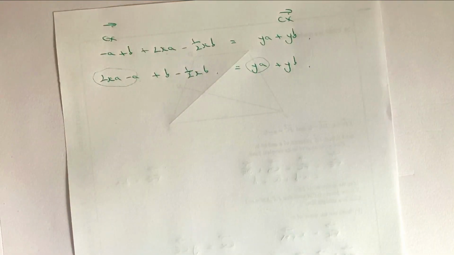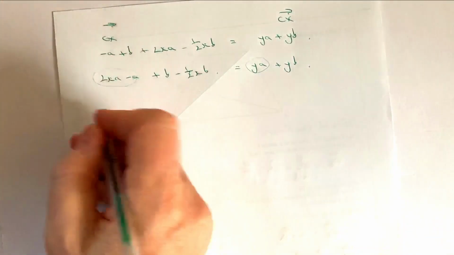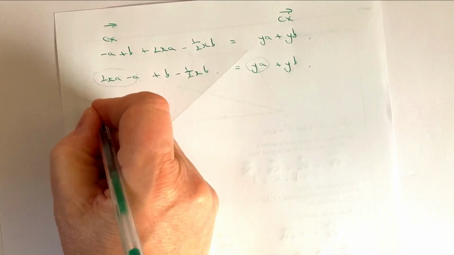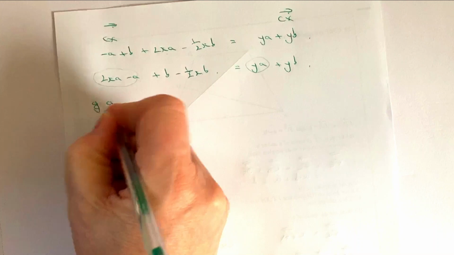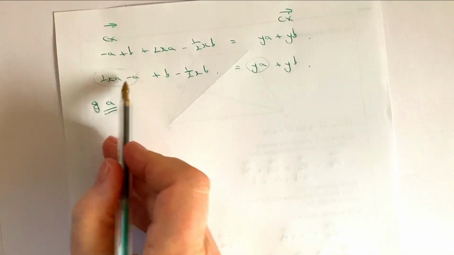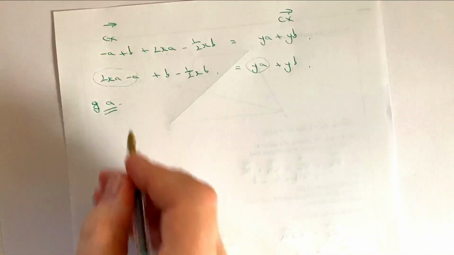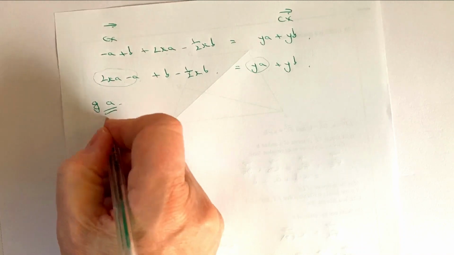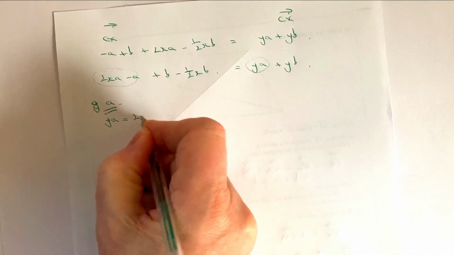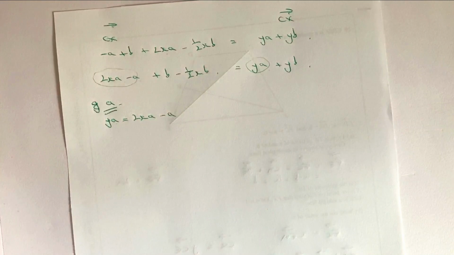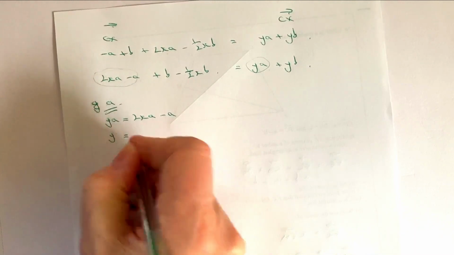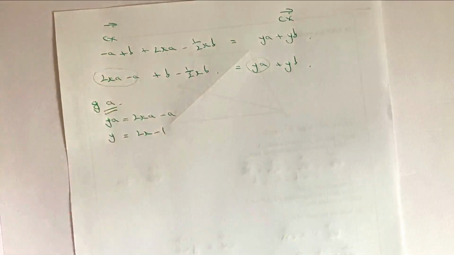Okay, so this is this one here. Let me look at a here. So this is this a relationship. So what I'm saying is that ya equals 2xa minus a. Well, I can afford to get rid of the a's by dividing everything through by a. So therefore, I get y equals 2x minus 1. Okay, so that's my first value of y.